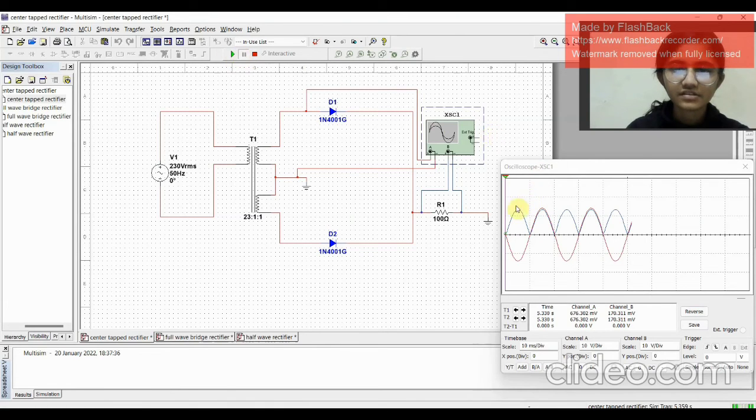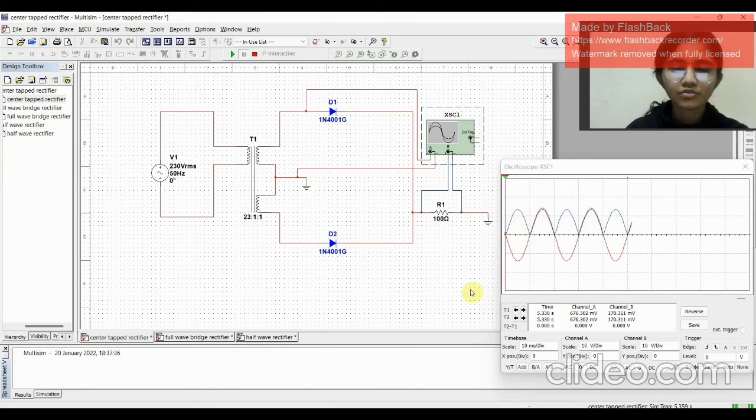As we can see here, there is no negative part of the sinusoidal waveform. We are only receiving the positive half part of the waveform, meaning that we are only receiving the pulsating DC from the center tap and bridge full wave rectifiers.